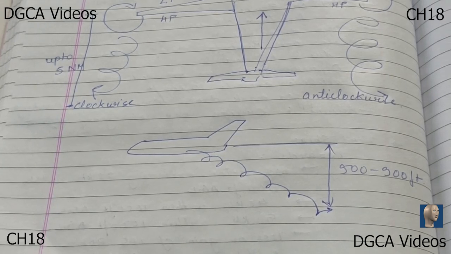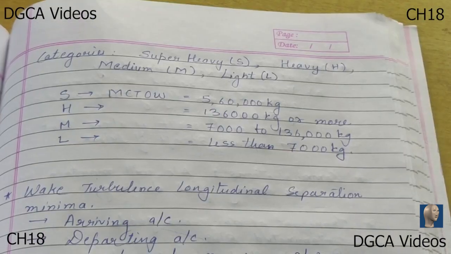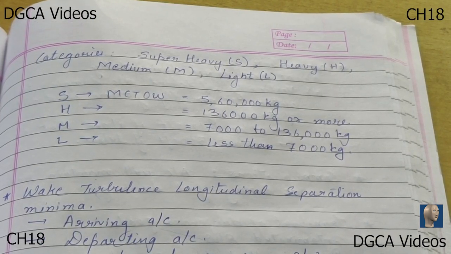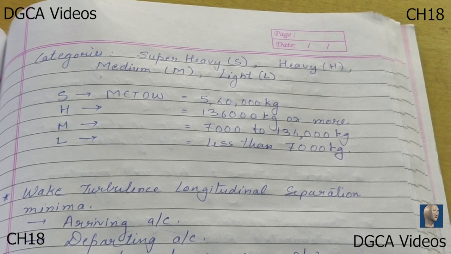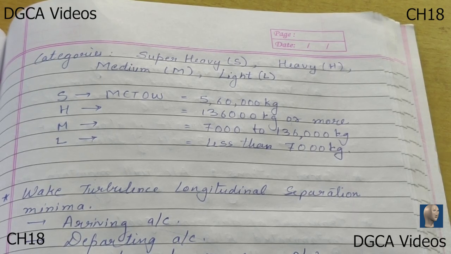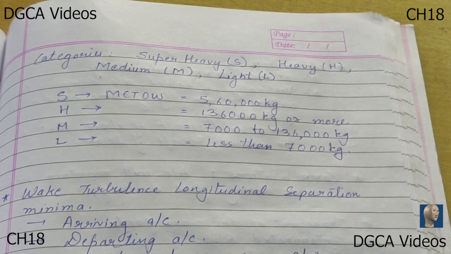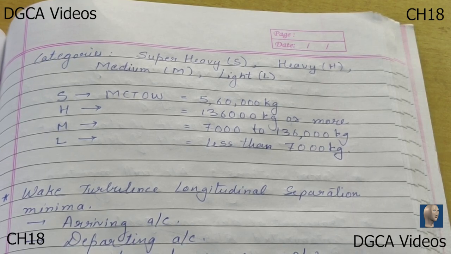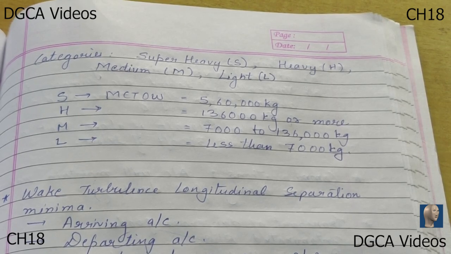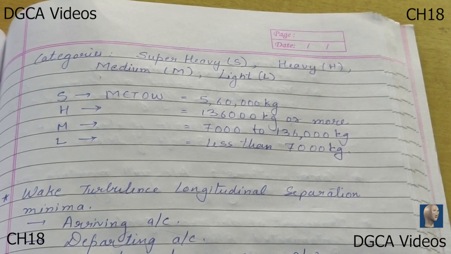Okay, we'll be talking about the categories of wake turbulence now. There are 4 categories: super heavy, which is denoted by S, heavy denoted by H, medium by M, and light by L. So in the super heavy category, the separate designation currently only refers to the Airbus A380-800, whose maximum certified takeoff weight should be 5,60,000 kg. Then in that case, the aircraft will be said to be in a super heavy category, and the wake turbulence is very strong in this case.